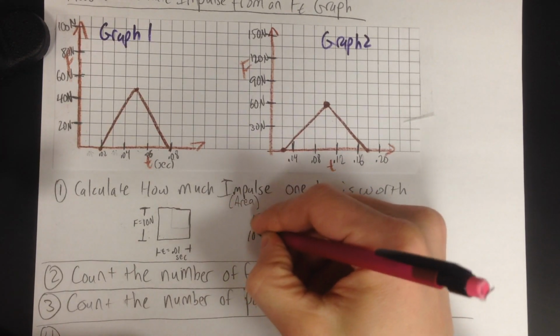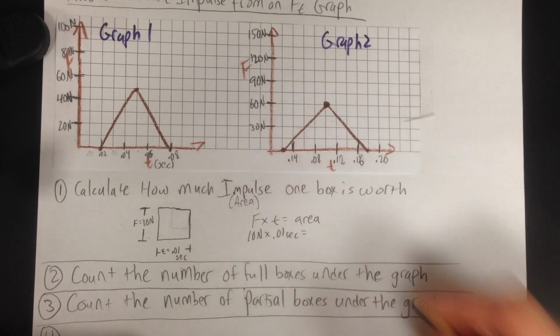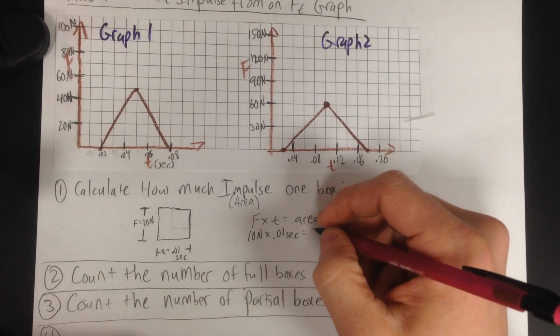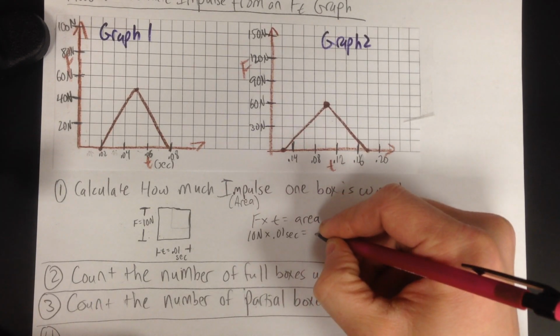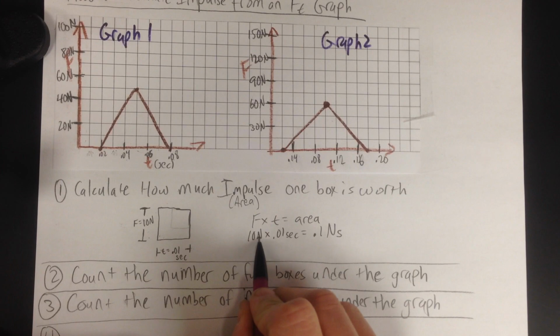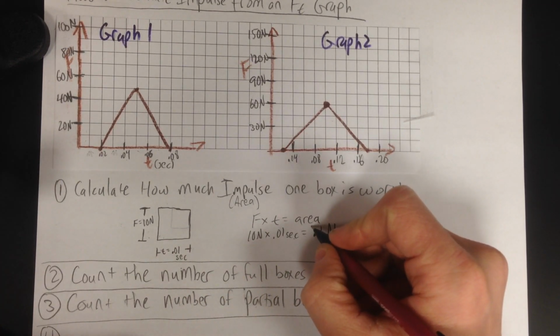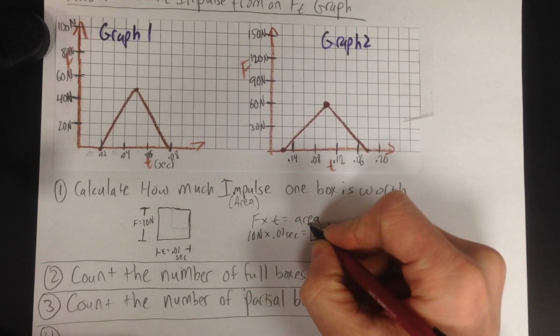So one box is 10 newtons times 0.01 seconds. And the area then would be 10 times 0.01, which gets you 0.1 newton seconds. Oh, newtons times seconds, that's impulse. So that's how much one box is worth.